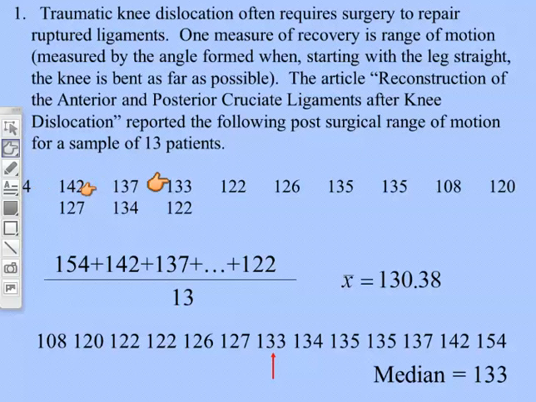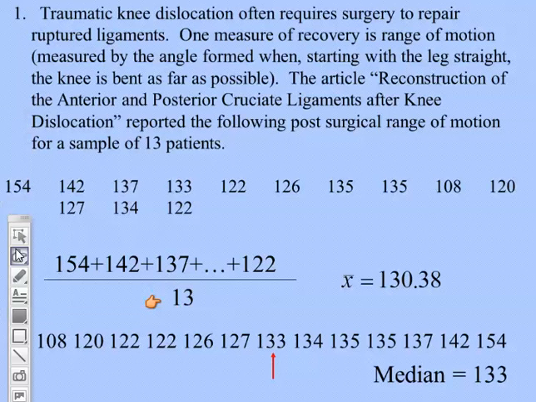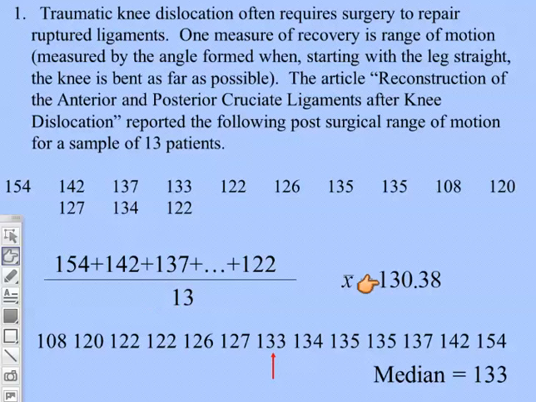42, 137, 133, etc. Well, one of the measures that we can use to say whether this was interesting or not was to just add up all these angles, and then divide by the 13 angles that we have. If we add them all up and divide by 13, what we wind up with is a number, 130.38. You notice how it's got this X with a bar over it. That is the word for the mean, M-E-A-N, mean.